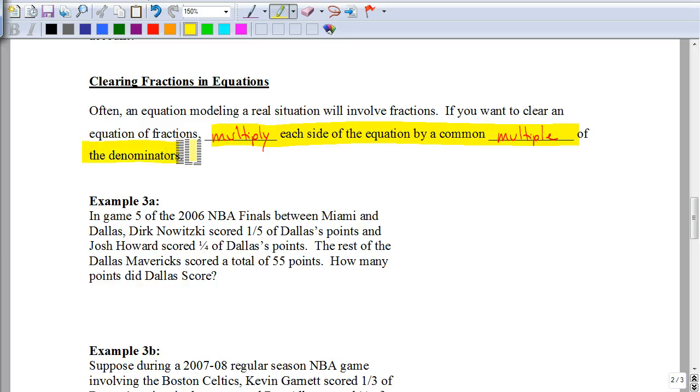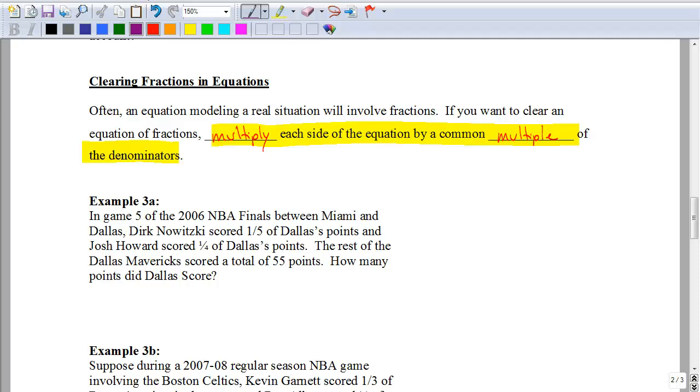Because in this problem, they don't even give us the equation. So right off the bat, we're stuck with a tricky scenario where we need to come up with our equation. It says in Game 5 of the 2006 NBA Finals between Miami and Dallas, Dirk Nowitzki scored 1/5 of Dallas's points, and Josh Howard scored 1/4 of Dallas's points. The rest of the Dallas Mavericks scored a total of 55 points. How many points did Dallas score?